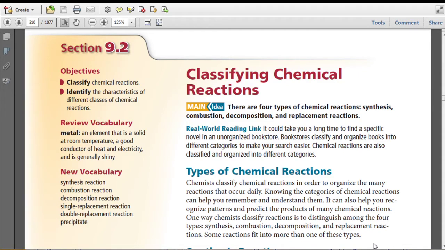Section 9.2, Classifying Chemical Reactions. The objectives of this lesson are to classify chemical reactions and identify the characteristics of different classes of chemical reactions. Some vocabulary review will be metal, and some new vocabulary you'll come across is synthesis reaction, combustion reaction, decomposition reaction, single replacement, double replacement reaction, and precipitate.